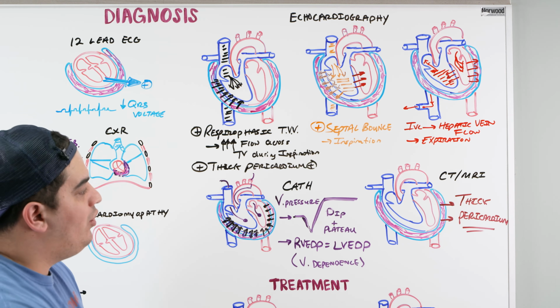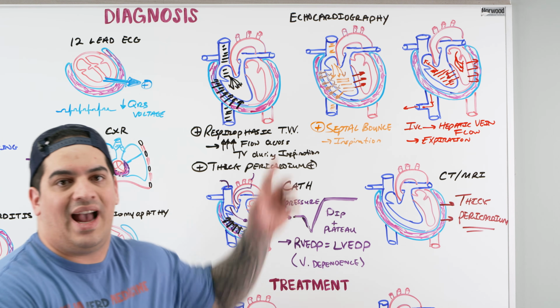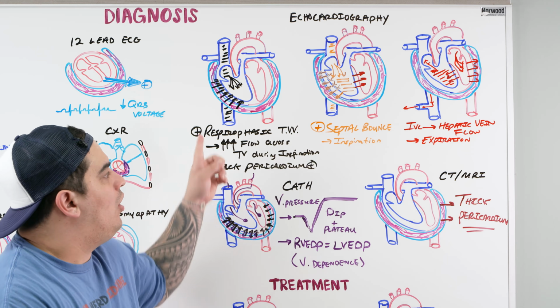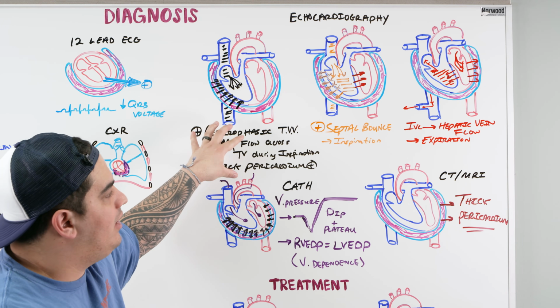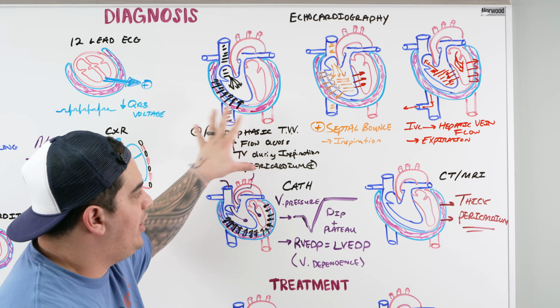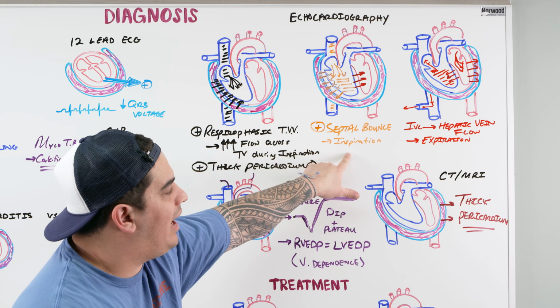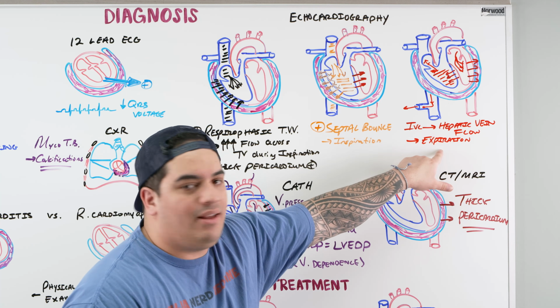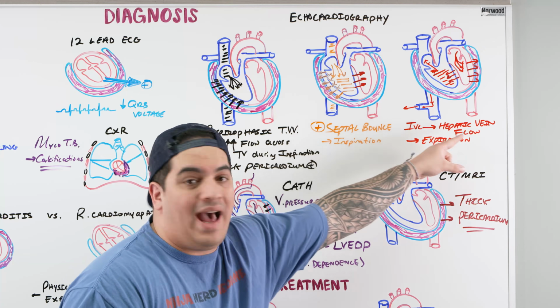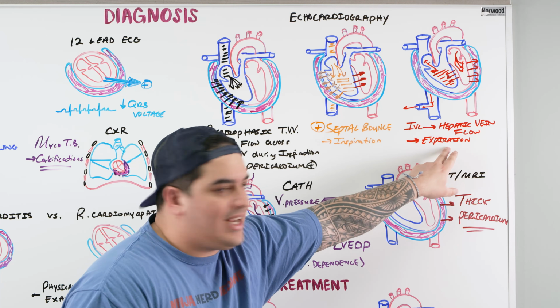So what do I want you guys to know? Out of all of these, the two tests that I really want you to consider here are the echo and the cath. On the echo, you get a respiratory increase in blood flow across the tricuspid valve during inspiration, a thickened pericardium, a septal bounce during inspiration, and IVC to hepatic vein reversal flow during expiration.